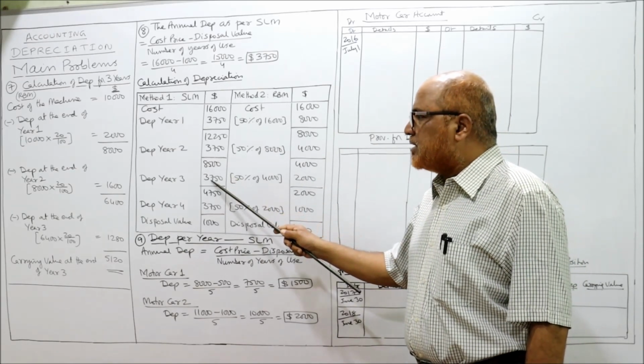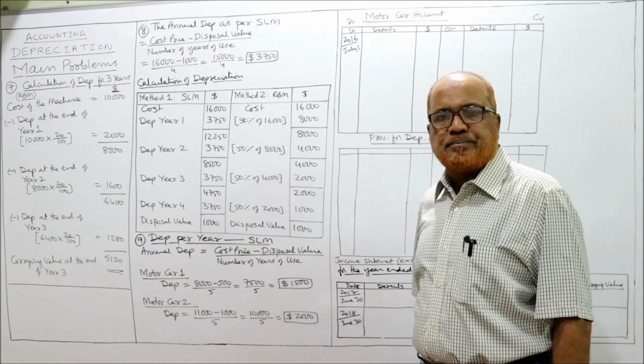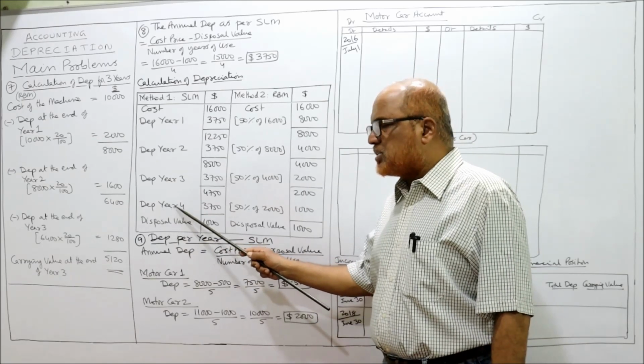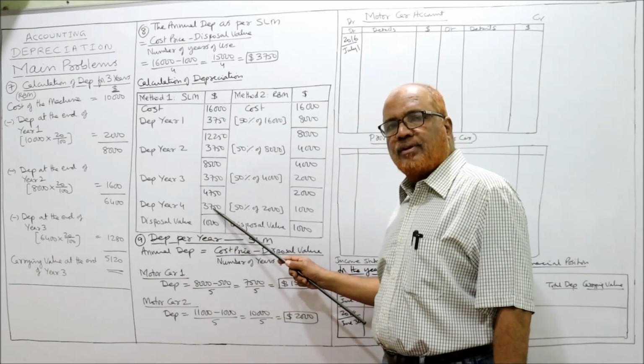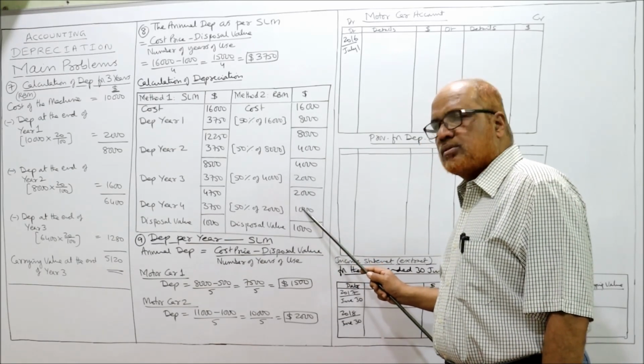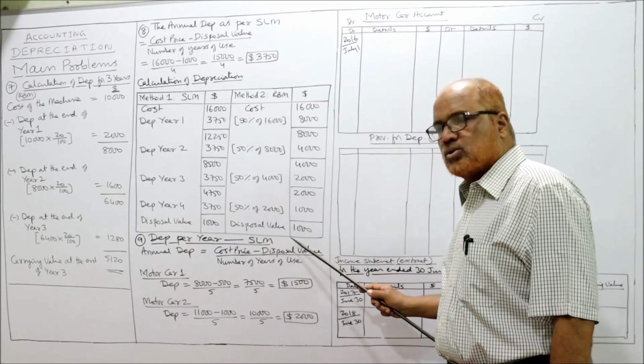Here 8,500 minus 3,750, 4,750 is the balance. Now fourth year, because the life of the machine is 4 years only. Now depreciation for year 4, 3,750. Here 50% of 2,000 comes to 1,000. Deduct 2,000 minus 1,000, disposal value 1,000.